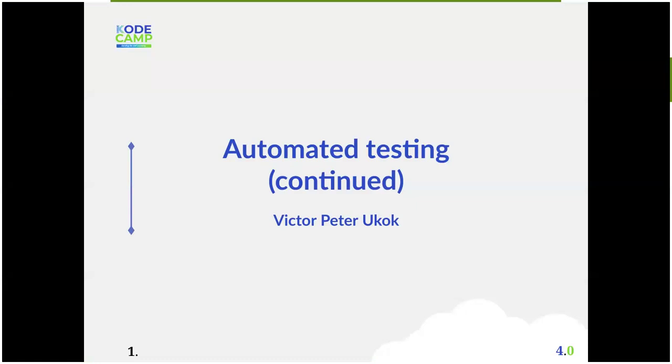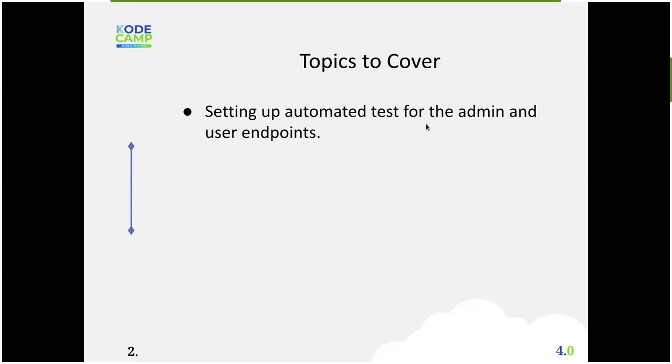In our last class, we talked about automated testing, right? So in this particular class, we are going to complete it. What we did in our last class was just automated testing for authentication. So in this class, we are going to set up the admin test and then the test for users. This class might not be too long because we are just going to conclude on what we didn't do in the last class. So we're just going to set up automated tests for admin and user endpoints. Okay, so let's start already.